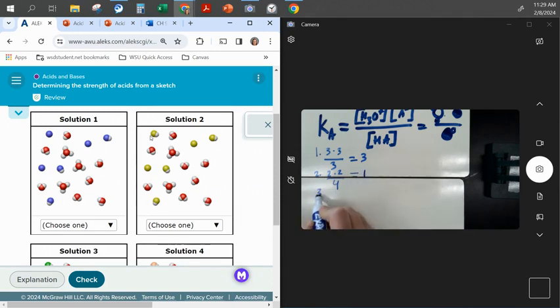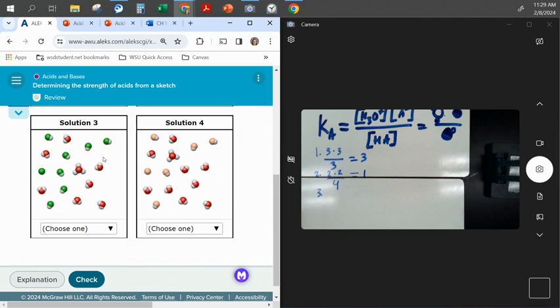Okay, let's look at the third solution. My third solution has 1 hydronium. So I better have 1 conjugate base, because that's where the hydrogen came from. Here, this hydrogen gave the water a hydrogen. Okay, and then we're looking for the original acid. 1, 2, 3, 4, 5, 6, 7. So this is 1/7.